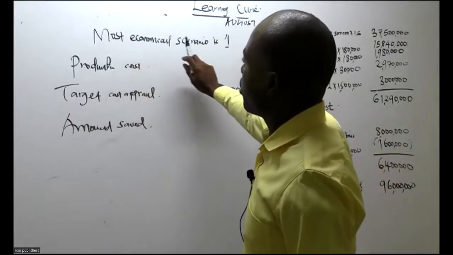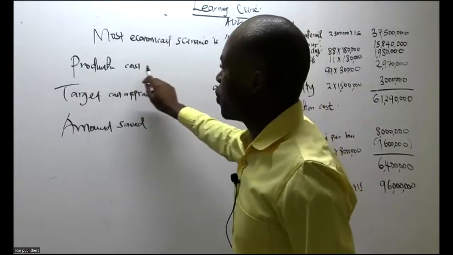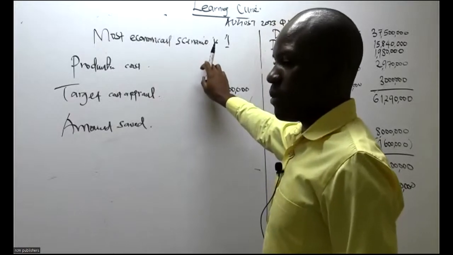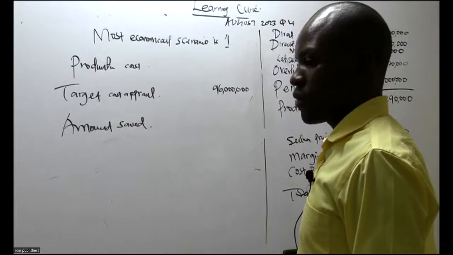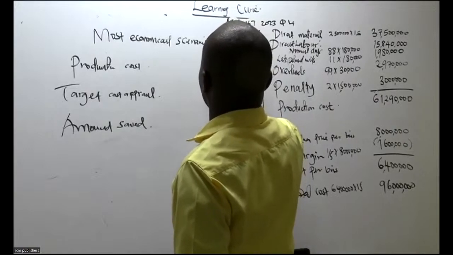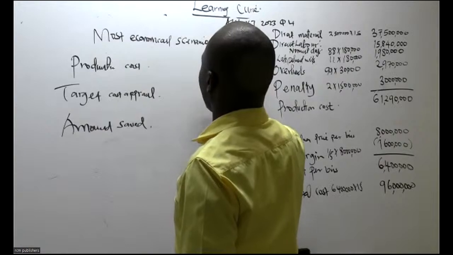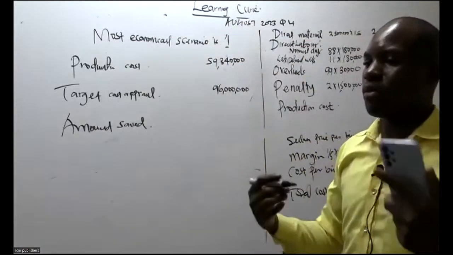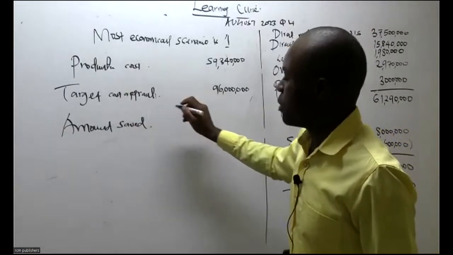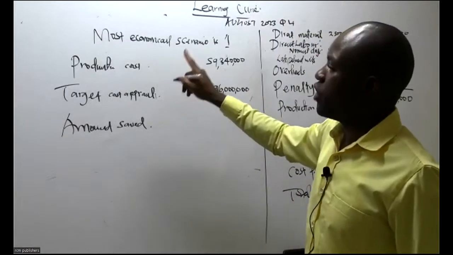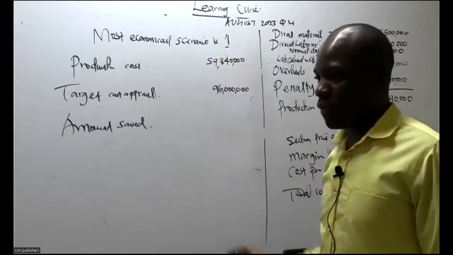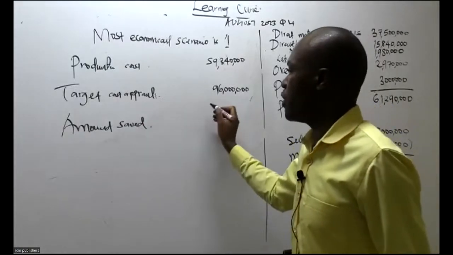But if they use the most economical scenario, which is 1, the production cost we were getting was 59 point something. 59,340,000. Now, as a company, you are trying to minimize cost of production. The target cost approach is telling you that you are supposed to spend 96 million. But under the scenarios, you are only spending 59,340,000. So there's a benefit. There's an amount you are going to save. The amount saved is now the difference.